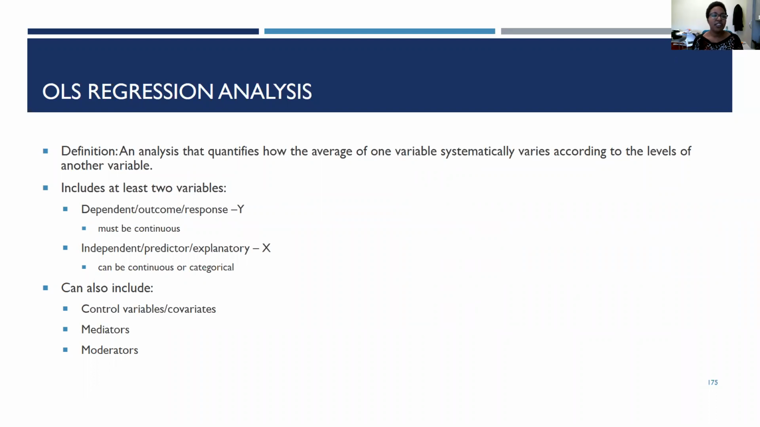All right, so just to give you a formal definition for OLS, or ordinary least squares regression, it's an analysis that quantifies how the average of one variable systematically varies according to levels of another variable, right? So at this point, you already know all of the concepts to understand what this means, right? We have one variable on one hand, say grades, and on the other hand, we have, say, gender, right? So you are trying to look at how does grades vary according to gender. What we mean by levels of another variable is gender might have two categories, boys and girls.